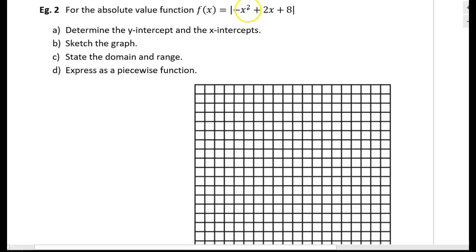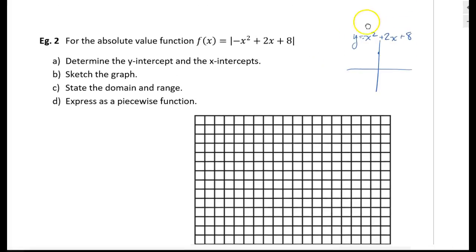So let's give this one a shot. We've got -x squared plus 2x plus 8. Now, if you don't want to actually graph the whole parent function, I like to have a sketch of it just to kind of refer to. So if I want just y equals -x squared plus 2x plus 8, it's opening downward. My y-intercept is at +8.